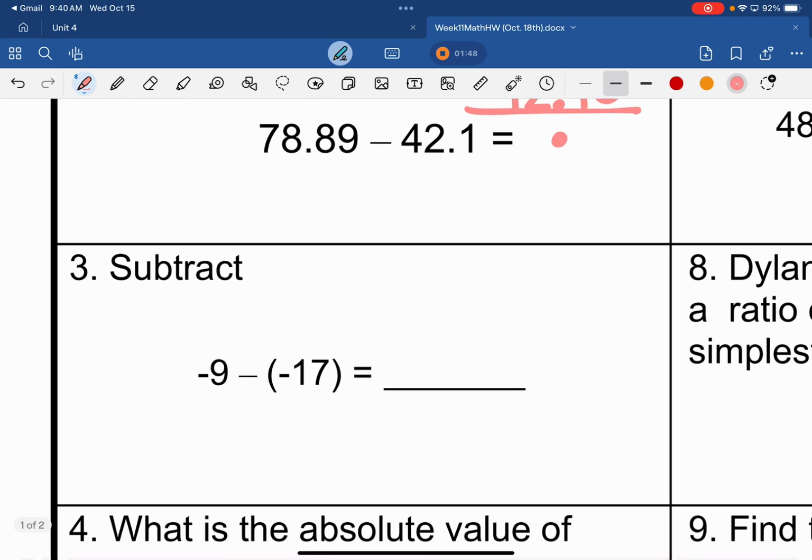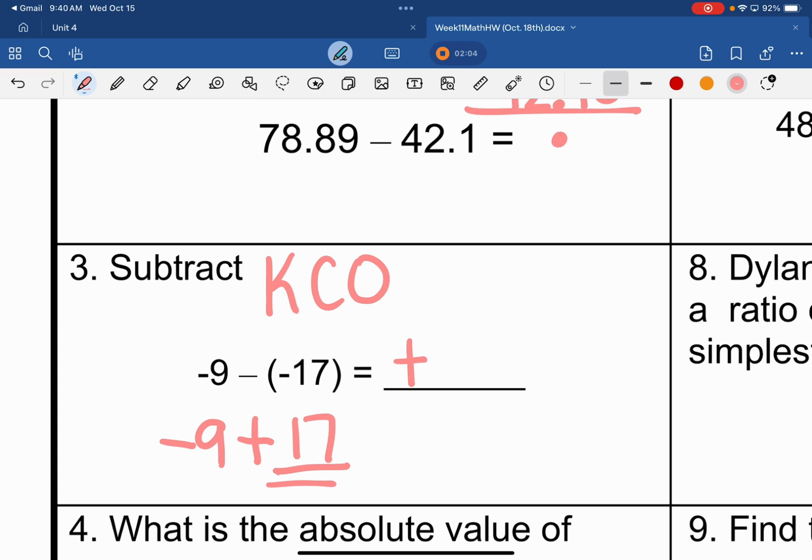Okay, subtract, keep, change, opposite. I'll write that right here. And then you just follow the song. Same signs, add them up, opposite, subtract. Keep the sign of the larger one. Then you'll be exact.